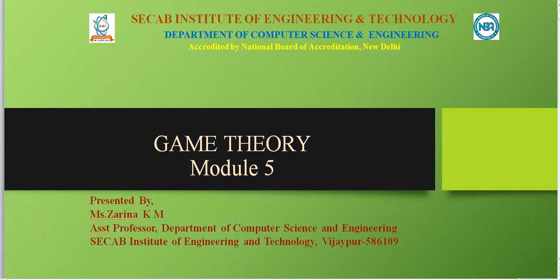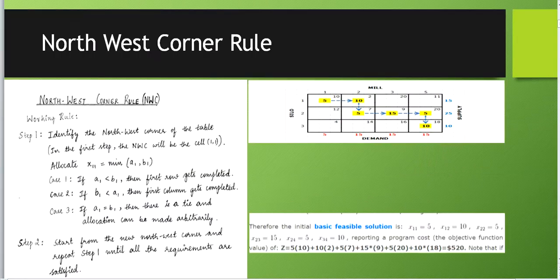Hello, welcome all to my video on the Northwest Corner Rule, which is one of the very important concepts of game theory, that is module 5 of the operation research subject. Now, what is this Northwest Corner Rule? The Northwest Corner Rule is one of the methods adopted to compute the initial feasible solution of the transportation problem. The name is given as northwest because the basic variables are selected from the extreme left corner.